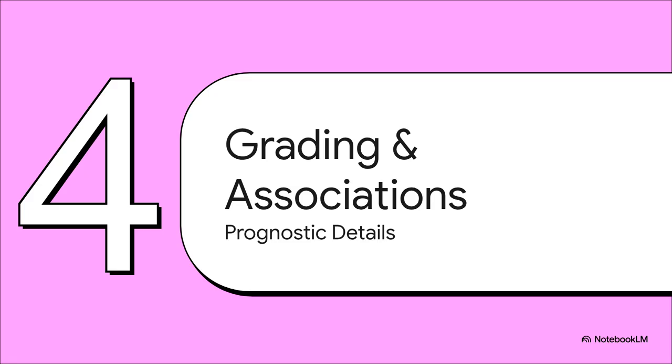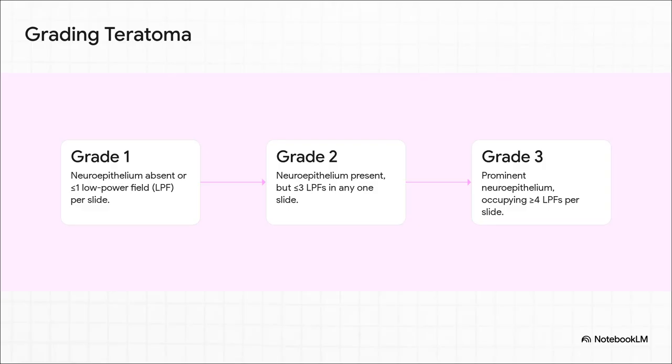But wait! There's more. Just identifying the histologic type is only half the battle. The protocol really pushes you to go a step further, to add crucial prognostic details through grading and by noting any important associated conditions. And just look at this really slick grading system for immature teratomas. It's all about how much immature neuroepithelium you can spot.